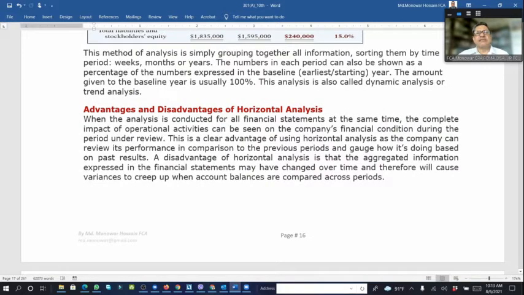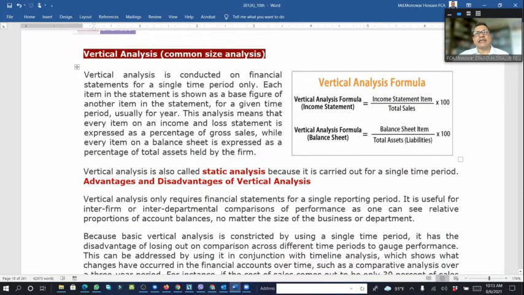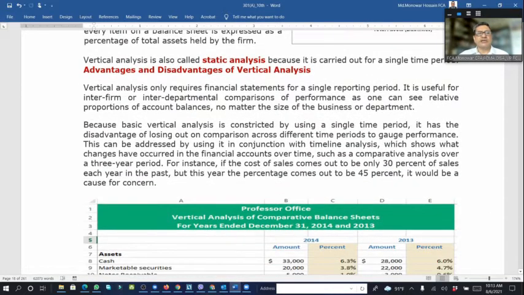It has some advantages and some disadvantages. And vertical analysis we can calculate this way. For vertical analysis of an income statement, item divided by total sales multiplied by 100. And for the balance sheet, it's the balance sheet item divided by total asset or total liability multiplied by 100. So this way we calculate the percentage.